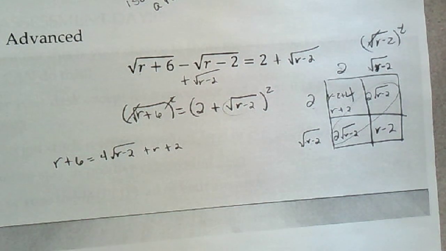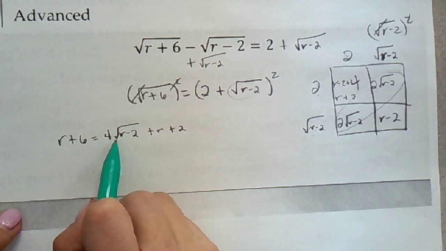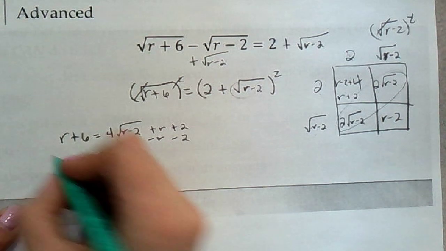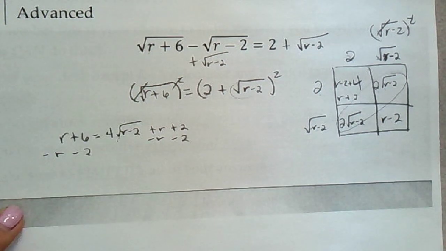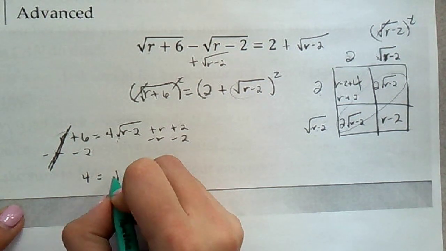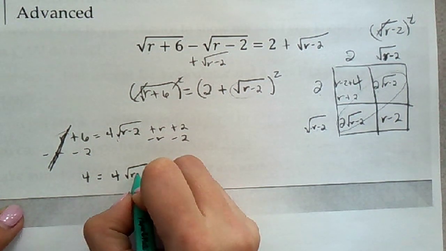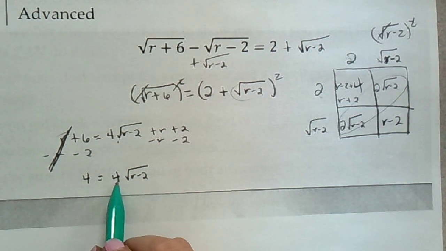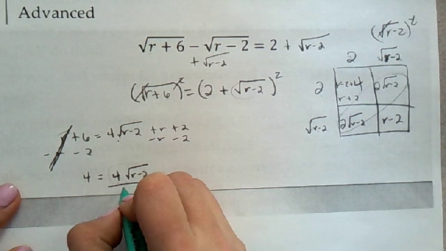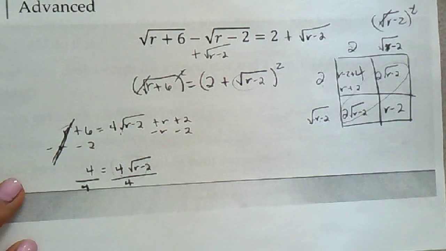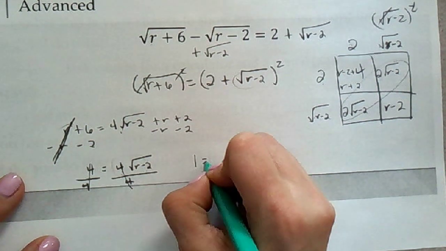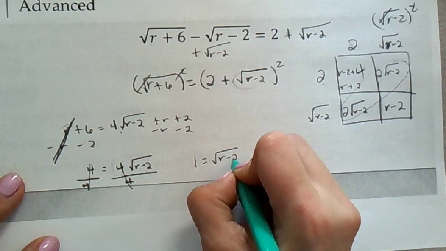And now I can start rearranging. So now I want to isolate this radical. So I'm going to subtract an r and subtract a 2 from both sides. And these cancel out, and I'm just left with 4 equals 4 times the square root of r minus 2. Doing the division here is going to make this problem easier. So I'm going to divide by 4. Doesn't always, but it does here. This turns into a 1. This turns into a 1. So I get 1 is equal to the square root of r minus 2.